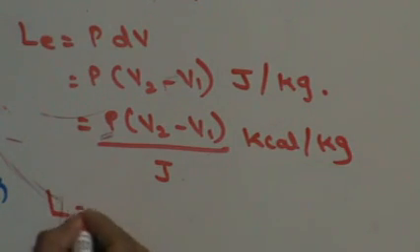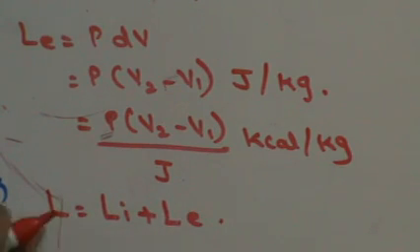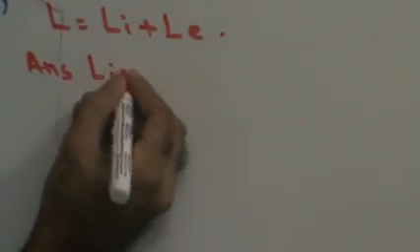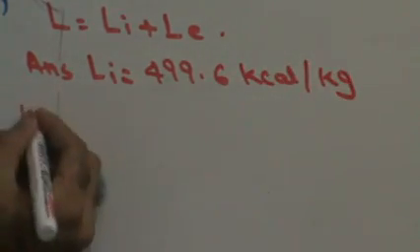Latent heat formula says that latent heat is internal latent heat plus external latent heat. Latent heat is given to you, external latent heat you've calculated from here. You should come to know your internal latent heat. The answer for this sum should be: internal latent heat is 499.6 kilocalorie per kg. Next.